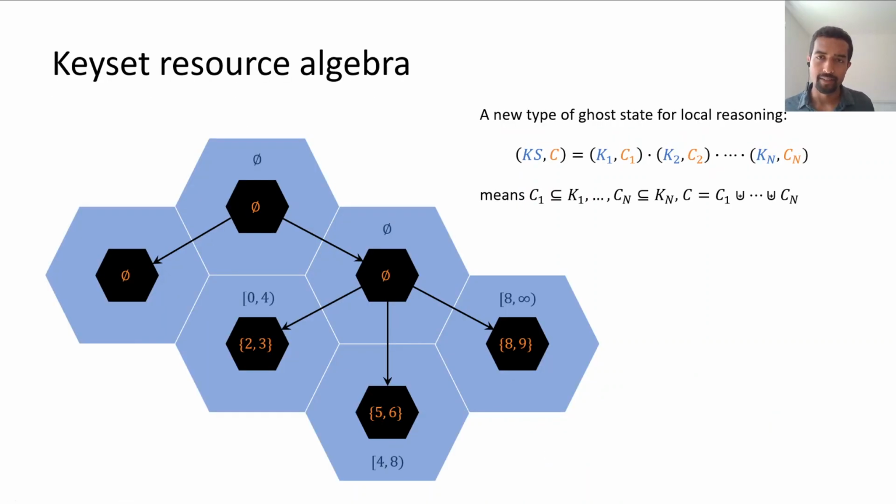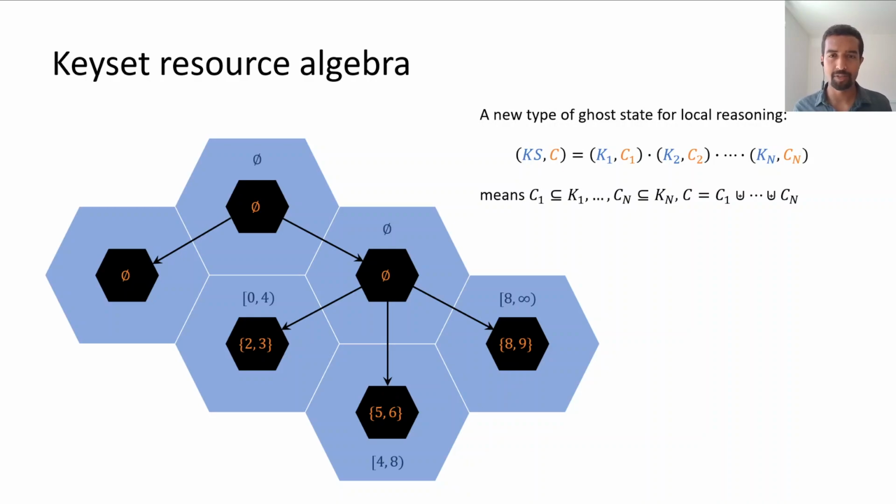So we take this idea and we design a new resource algebra, which is essentially a kind of ghost state, something that helps us do the proof but has no bearing on the actual behavior of the implementation. And resource algebra is a kind of ghost state that lets us do local reasoning in the separation logic style. So our resource algebra essentially looks like pairs of sets of keys, where the first part of the pair is the key set and the second part is the contents. So pictorially, you should think of something like this, where each node has a key set and a subset of the key set is the actual contents of the node.